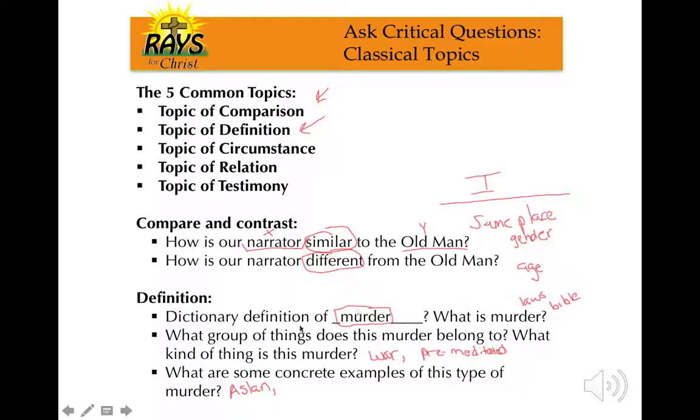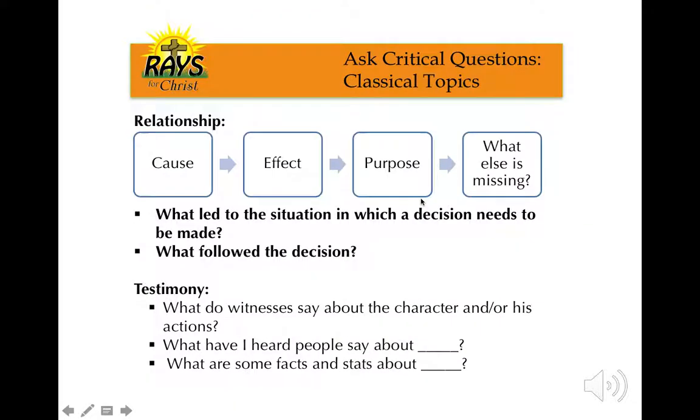this murder. And again, it doesn't have to be murder. This is just an example. You can do anything you want in relation to The Tell-Tale Heart. Maybe you could even look at the definition of tale. What is a tale? Okay? All right.